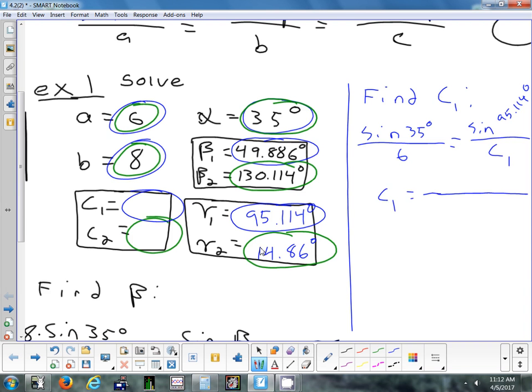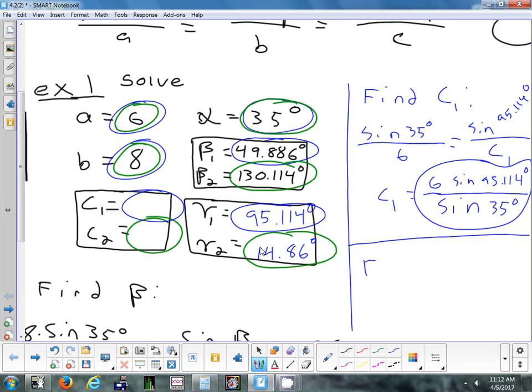Not sure. Sydney, can you help them out? What did you get there? 6 sine 95.114. So you got 6 sine 95, and that would equal C1 sine 35, but then you're going to have to divide by sine 35. Okay. So we'll type that in a second, or if somebody can type that in, we'll do C2 now. But we'll come back and type that in.